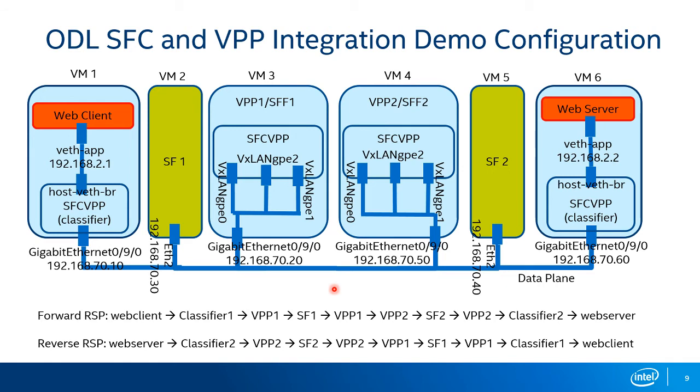In my demo, I created two ISPs. One is for the traffic from web client to web server. The other is for the reverse traffic from web server to web client.